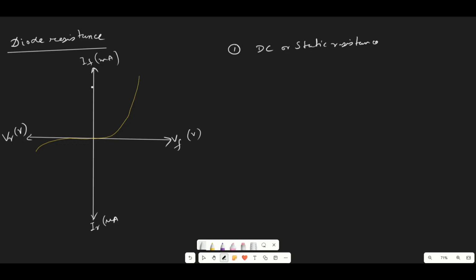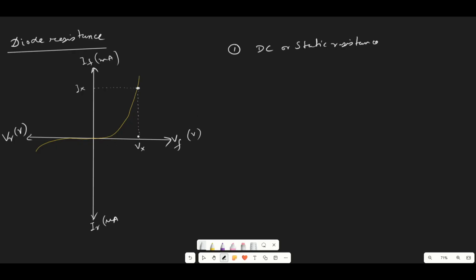That means here in static resistance we will consider any point on the diode curve or the diode characteristics. Suppose we are considering this point. Across this point, we will have a value of voltage. Suppose we are having a voltage Vx and we are having a current Ix.